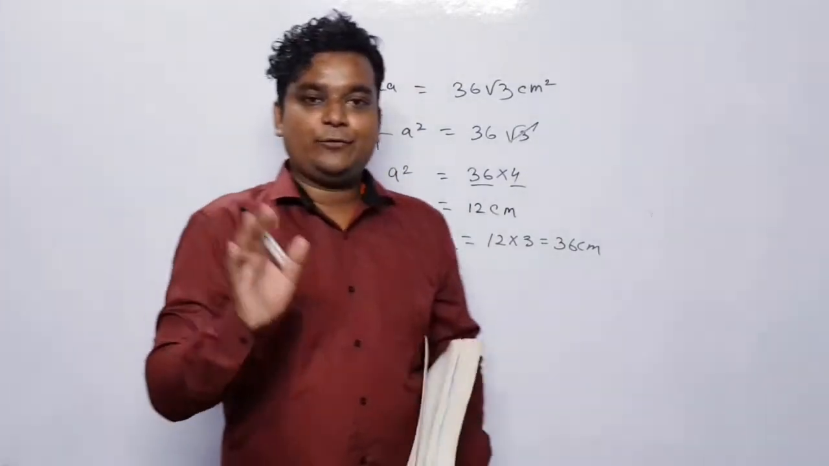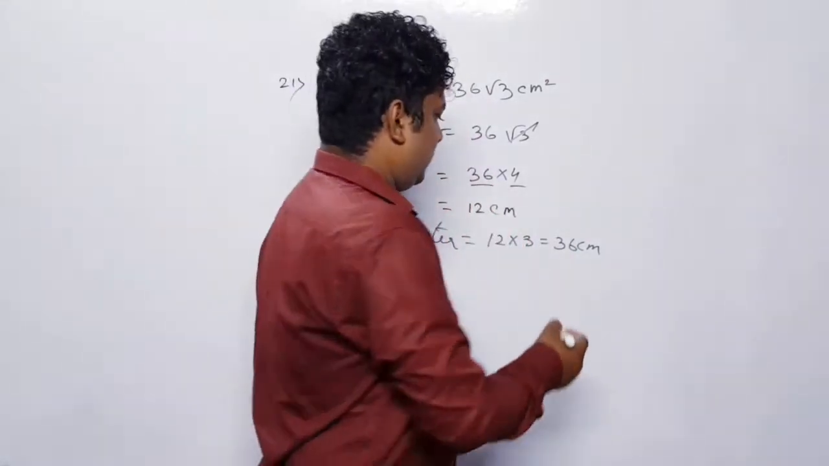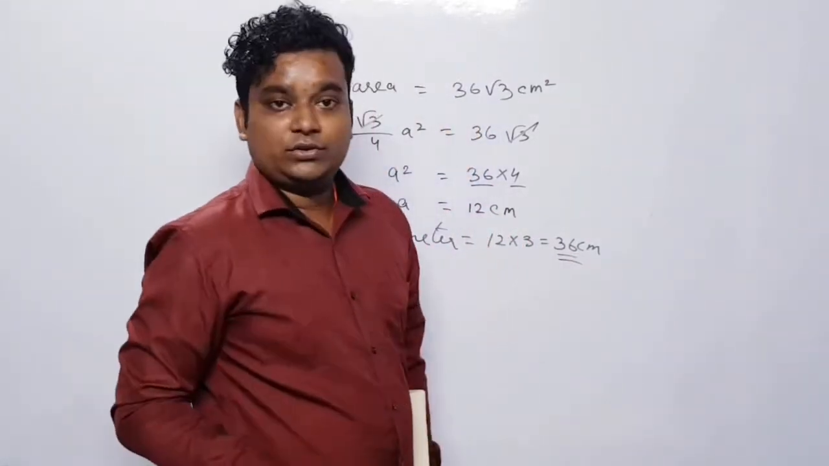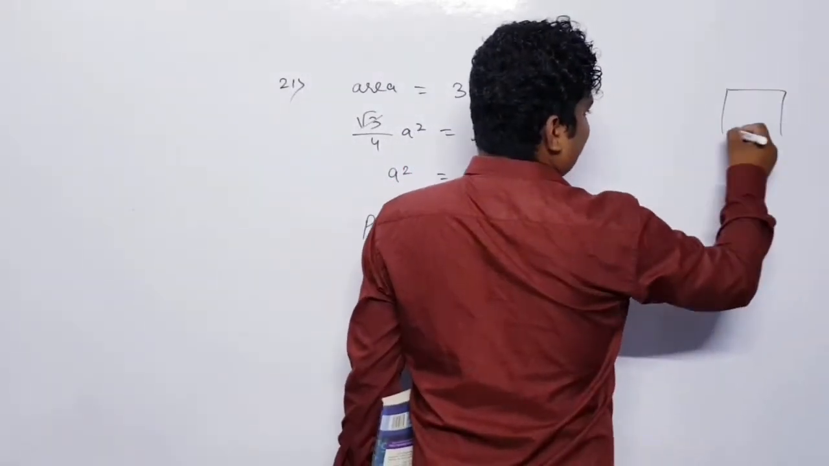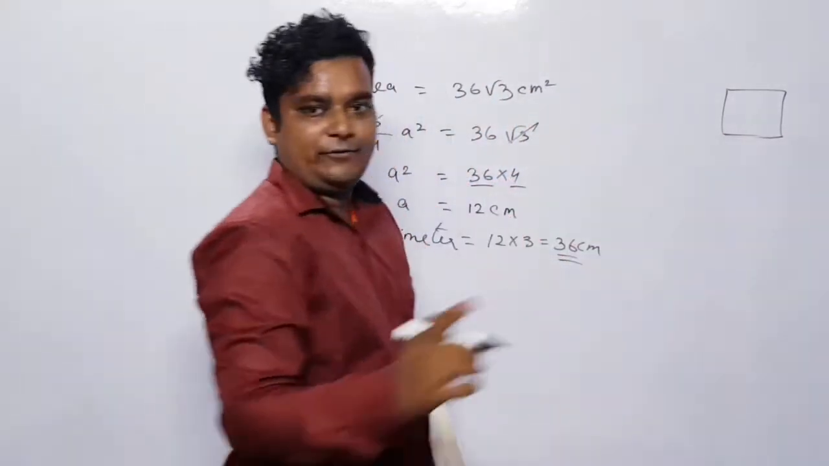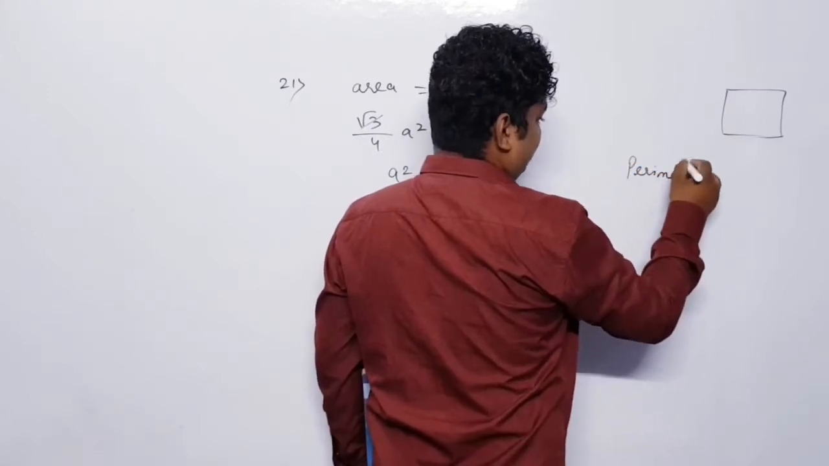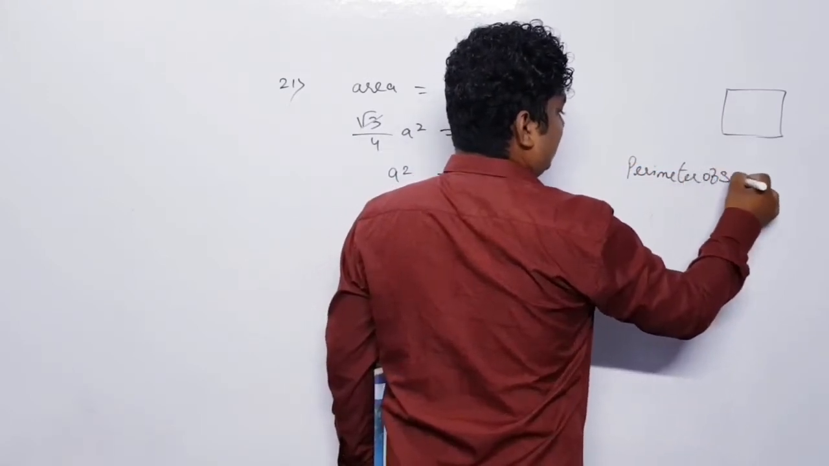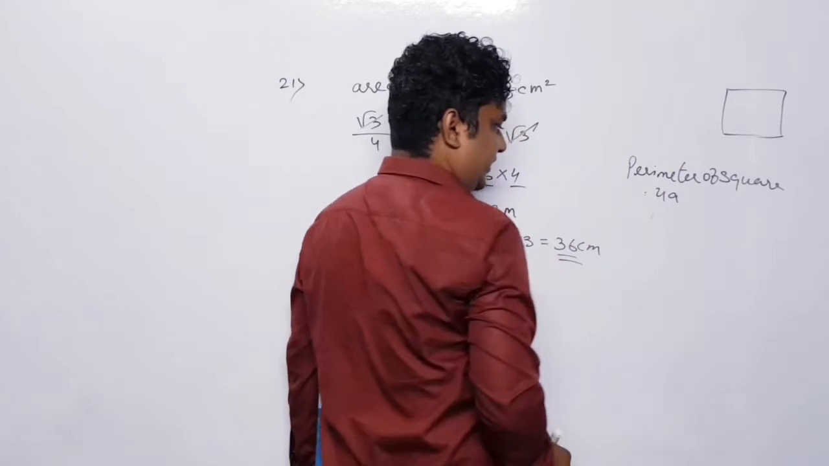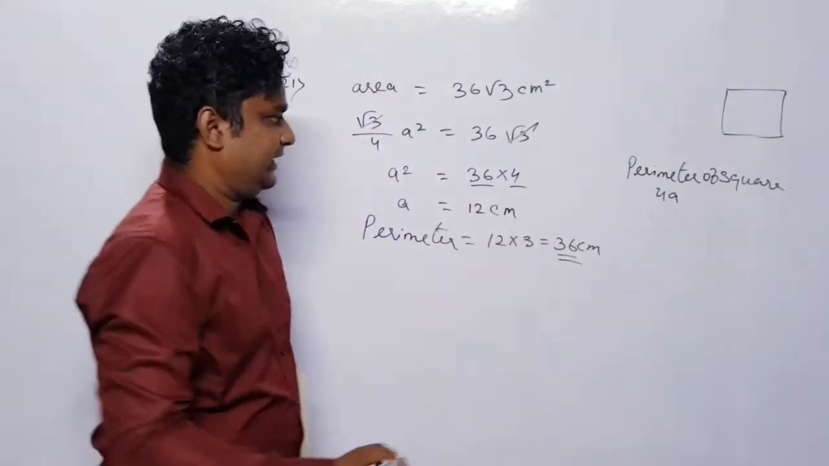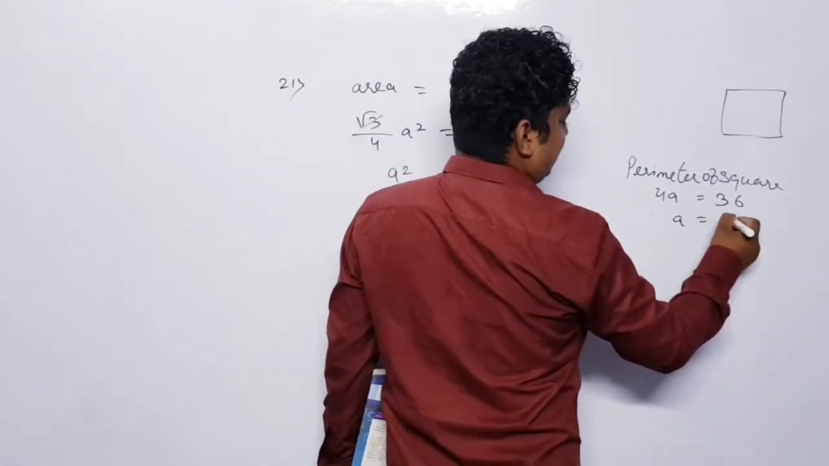Now what we have to do, we have to use the same wire. The same wire we are going to use, and we are going to make one square. So with this particular 36, we all know the dimension of a square: all the sides are equal. When we are talking about the square, we can write that the perimeter of the square equals 4a. So 4a equals 36, and a we will get, a equals 9.